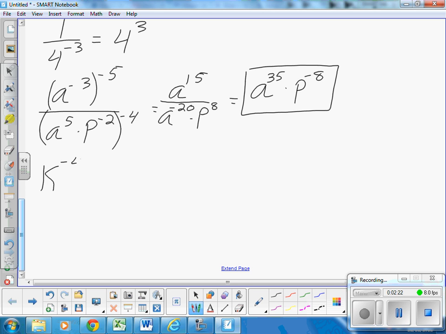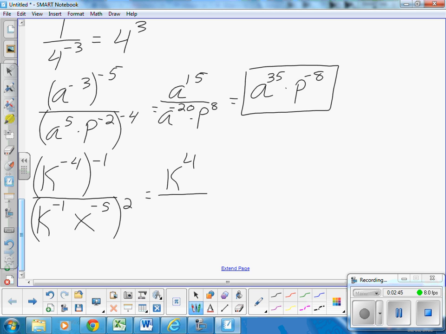K to the negative 4th, and that is to the negative 1 power, divided by k to the negative 1 times x to the negative 5, and that is to the second power. Power to a power, I multiply the exponents. So I have k to the 4th divided by k to the negative 2 x to the negative 10. K to the 4th divided by k to the negative 2, that is going to be k to the 6th. When I'm subtracting a negative 2, that's the same as adding a positive 2.